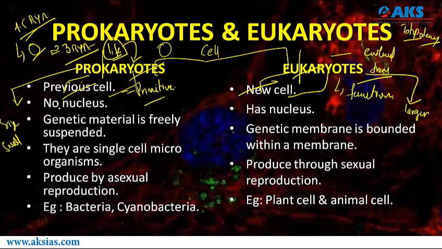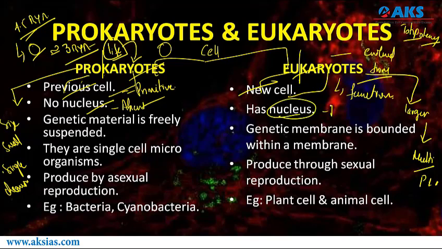Prokaryotes contain a single chromosome, whereas eukaryotes contain multiple chromosomes. Eukaryotes include both plants and animals. Here in prokaryotes the nucleus is absent, but in eukaryotes the nucleus is present. That is a very important thing.